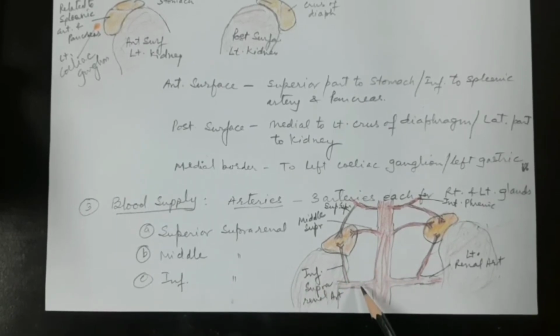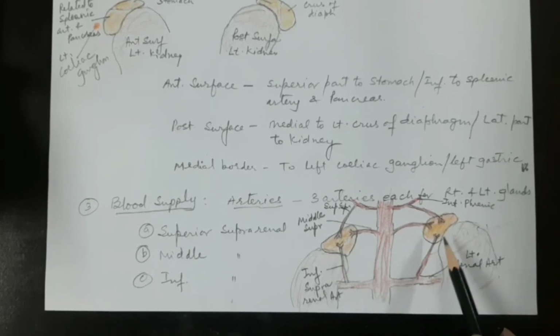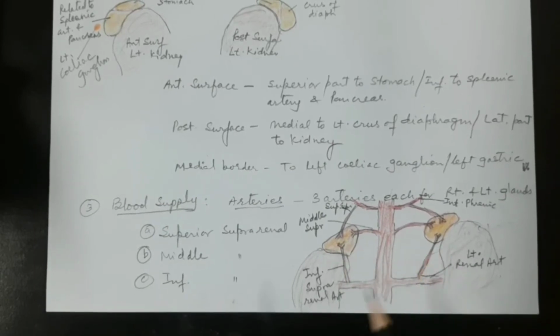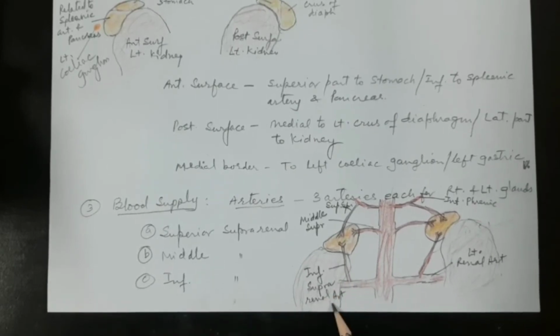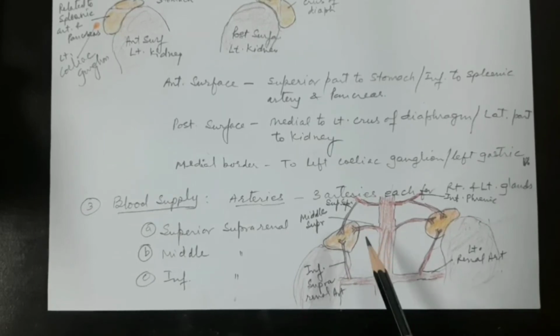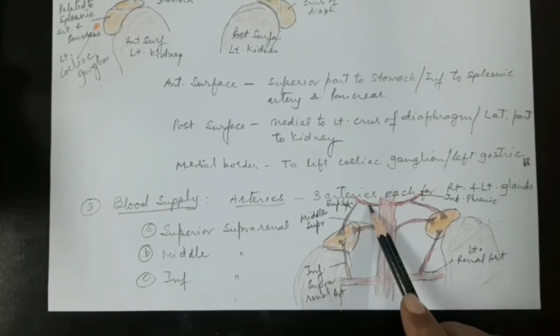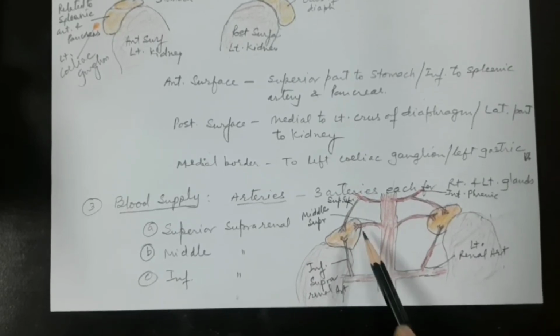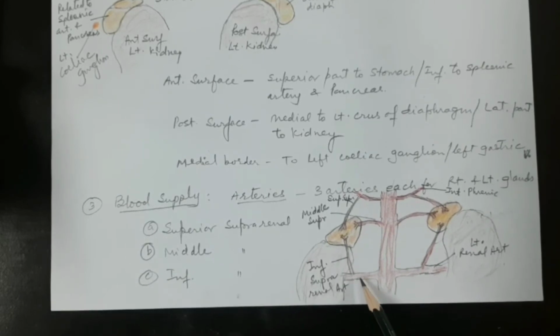Then the third artery which comes for the blood supply to the suprarenal gland comes from the renal arteries, from the right and left renal arteries. They give an upward branch which goes and supplies the right and the left suprarenal gland, and these are called the inferior suprarenal artery. So there are three suprarenal arteries: one superior branch of the phrenic, one direct branch from the aorta, that is the middle suprarenal, and one branch from the renal artery, that is the inferior suprarenal artery.